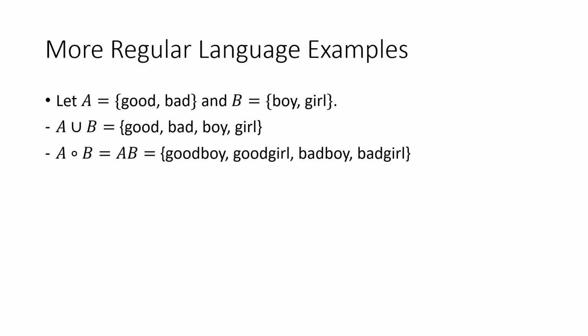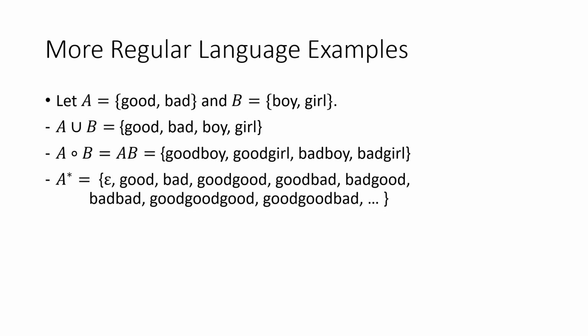I can concatenate, which basically takes every pair. Since I had 2 words in A and 2 words in B, I have 2 times 2, or 4 words: good boy, good girl, bad boy, bad girl. A star, which is just by itself, is going to have epsilon, which is the empty string, 0 repetitions of good or bad. And then it'll have good, bad, which is in A anyway, and so on and so forth. So I can have good good, good bad, bad good, bad bad, good good good. And this will just keep going.